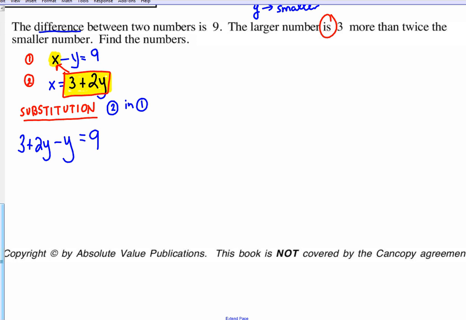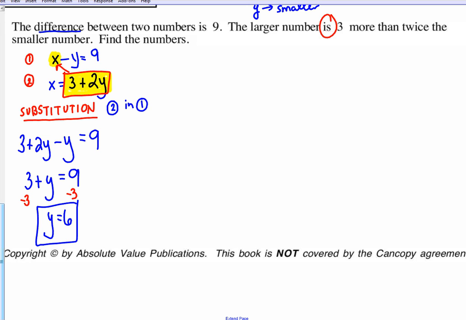Got it? Okay, so now what? You solve. Simple algebra. 3 plus y equals 9. Now what? Do you know what to do from here? Subtract 3. y is 6. Done.